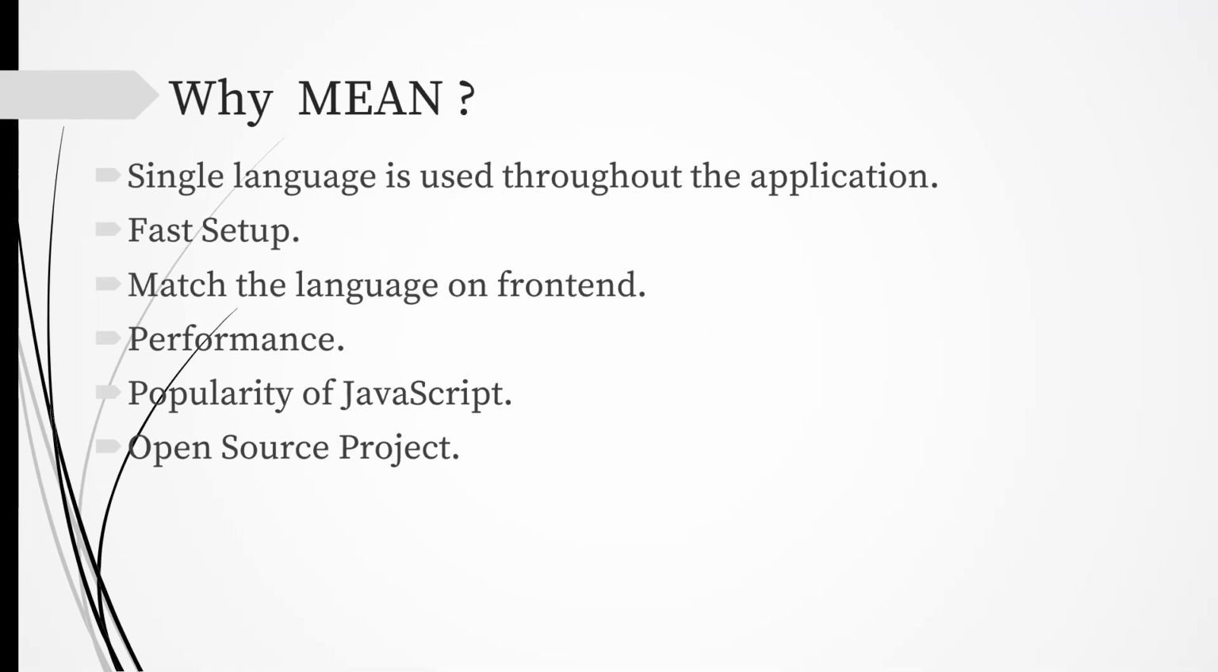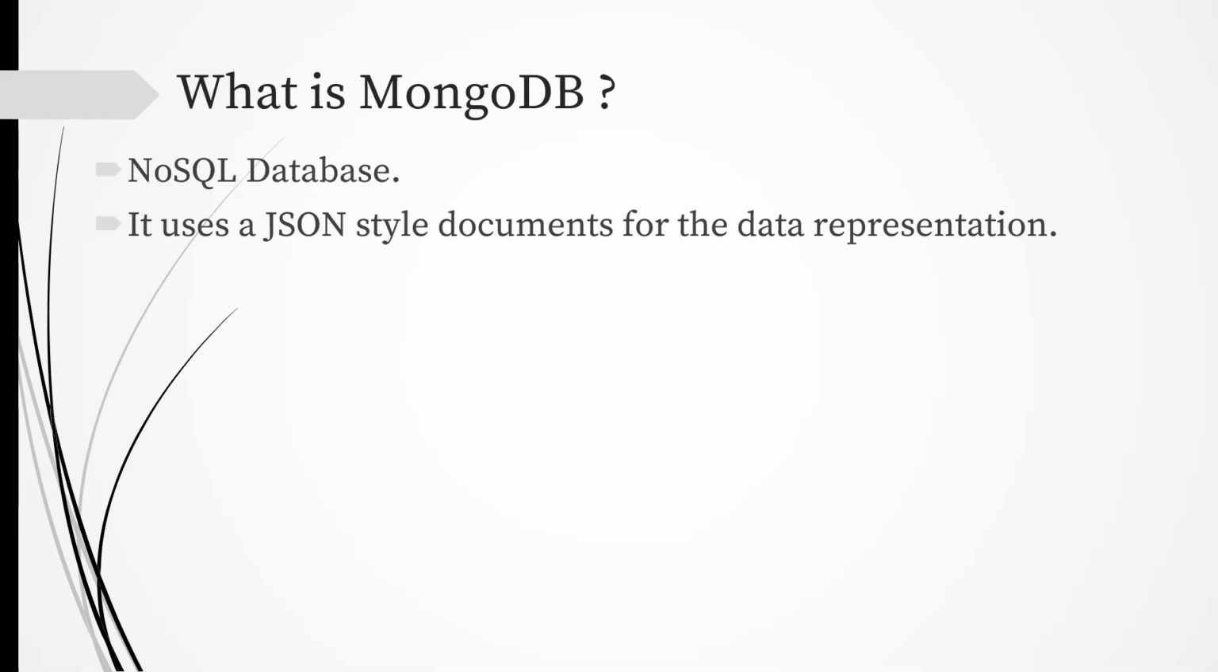Okay, then why do we use MEAN? In MEAN, a single language is used throughout the application. It is a fast setup, matching the language on the front end. It has high performance. It has the popularity of JavaScript, and it is an open source project. So for this reason, we use MEAN. Then the next is, what is MongoDB? As we already know, MongoDB is a database. Basically it is a NoSQL database and it uses JSON-style documents for data representation.